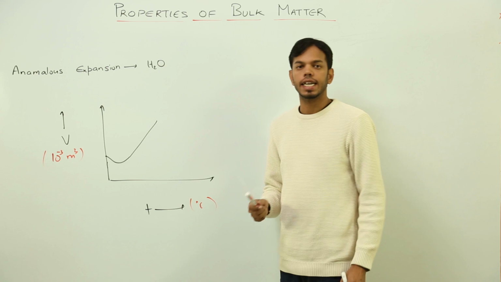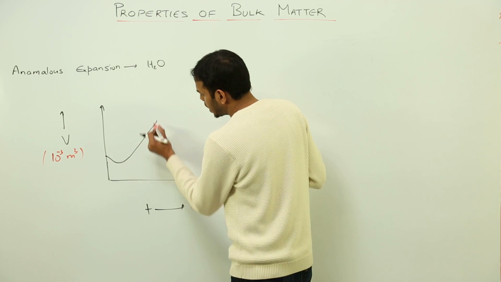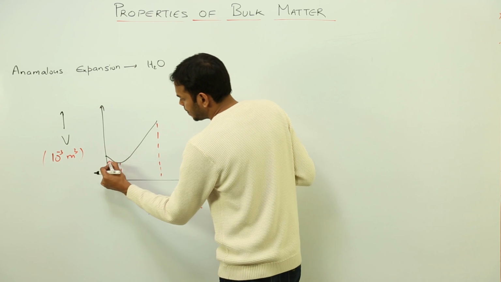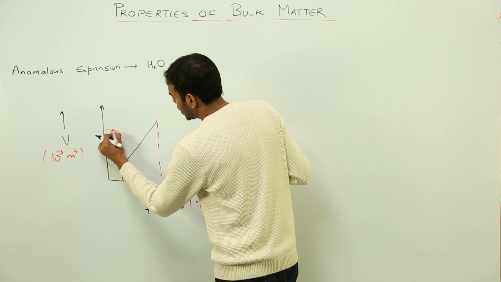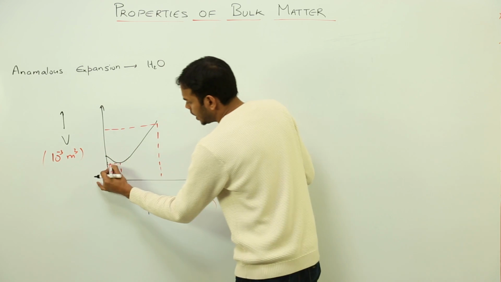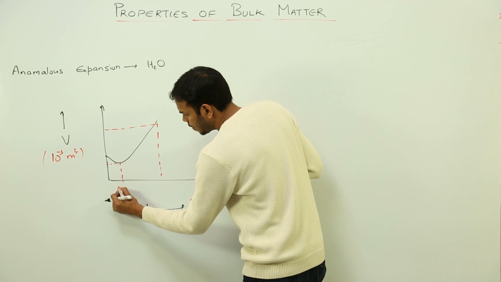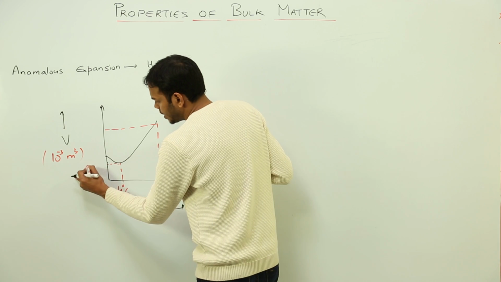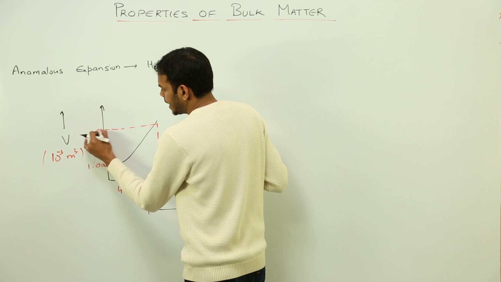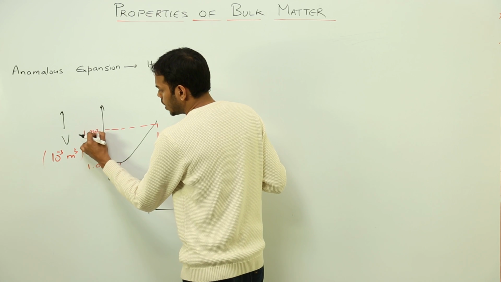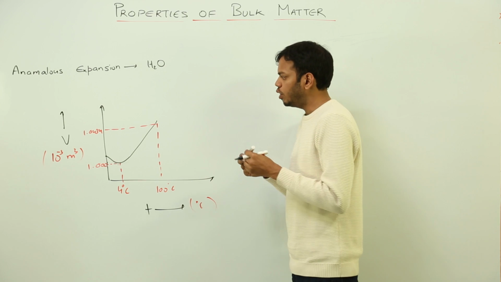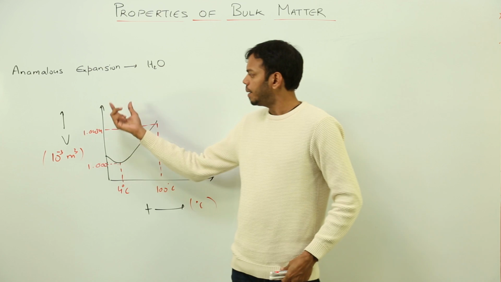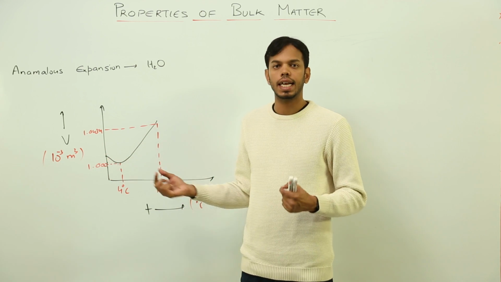This is called anomalous expansion in case of water. The values are something like this. This is 4 degrees Celsius, this is 100 degrees Celsius, this is 1.000 and this is 1.0434. So the values represent here that at 4 degrees Celsius the water has minimum volume, so it actually decreases in volume.